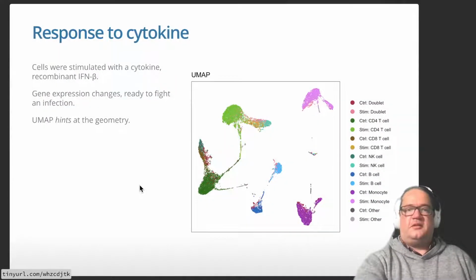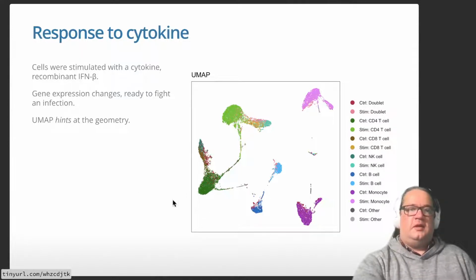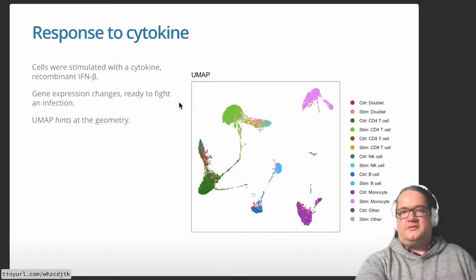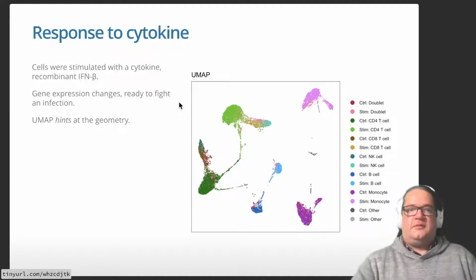Okay, so now that's actually half of this data set. So we've got immune cells, and then a portion of those immune cells were treated with a cytokine, recombinant interferon beta. And this causes the cells to get ready to fight an infection. So their gene expression will change. They'll be producing slightly different RNA molecules, which will then be used to produce proteins that get them ready to fight.